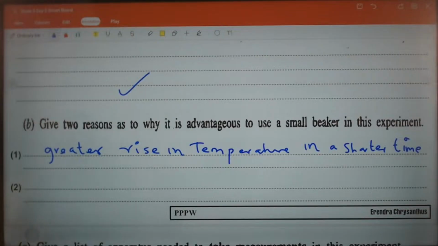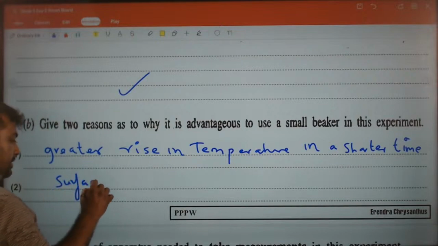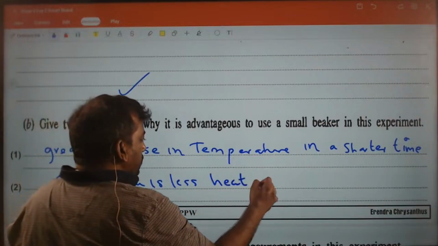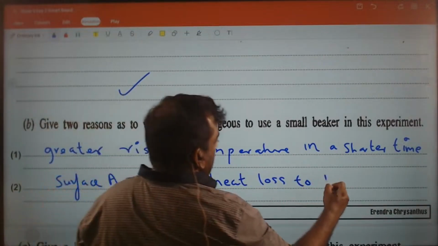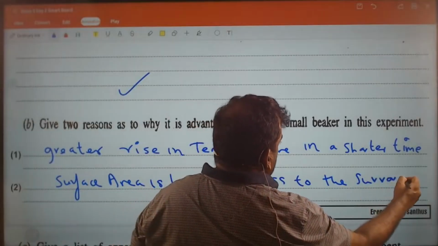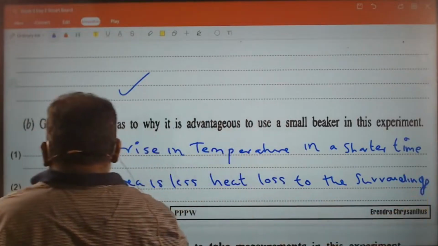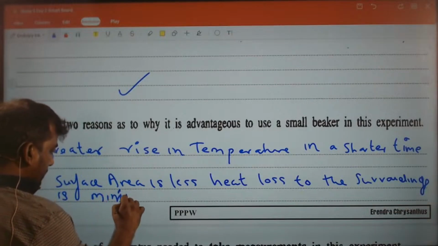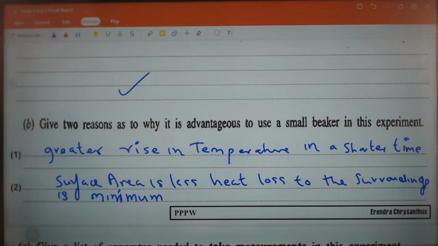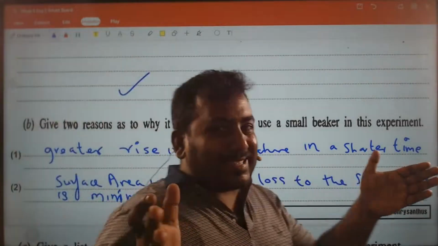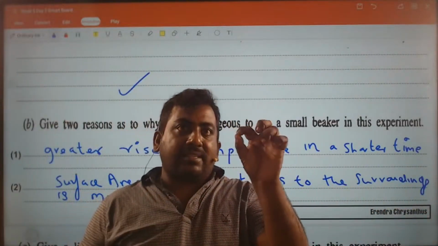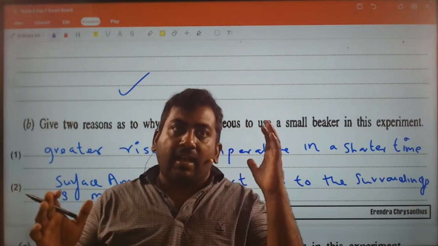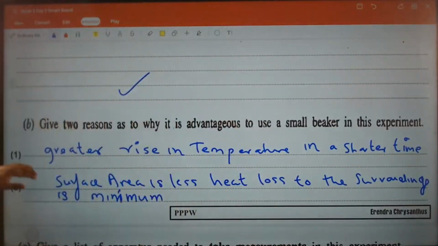Surface area is less. Heat loss to the surroundings is minimum. So you're making sure the surface area exposed is less. Heat loss is Ka(theta minus theta r), Newton's law of cooling. So by reducing the surface area, we are reducing the heat loss to the environment. Okay, right.